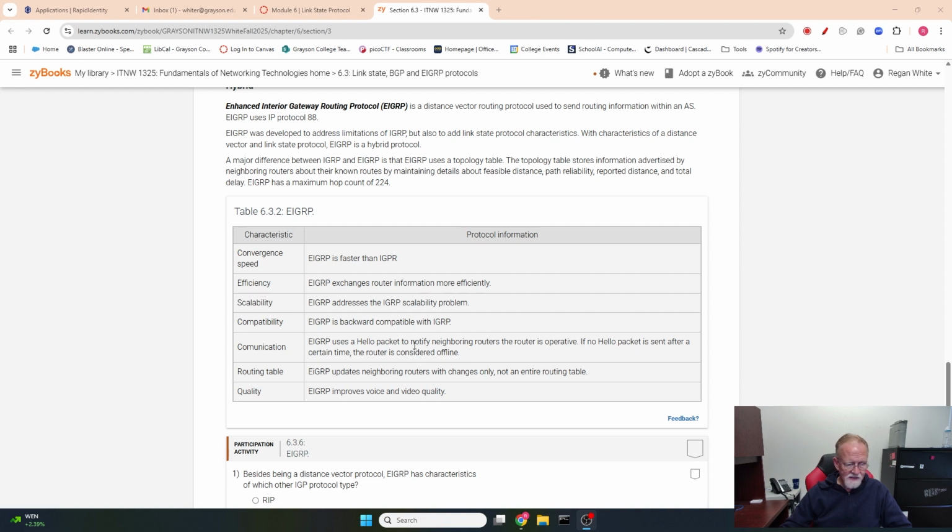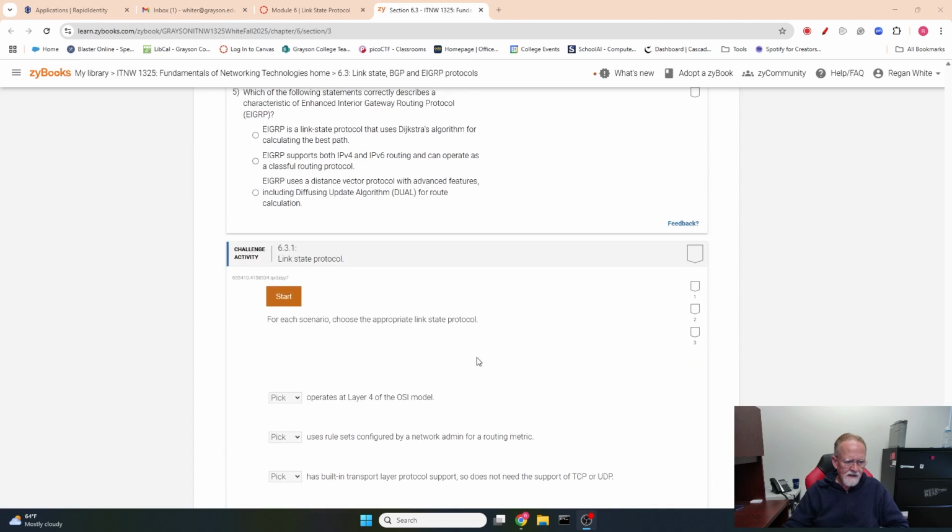If no hello packet is sent after a certain time, then the router is considered offline. And the neighboring router has to send a hello packet in order to put itself back online. EIGRP updates neighboring routers with changes only, not an entire routing table. It does not send the entire routing table every time, which cuts down on the amount of bandwidth that it uses. And so it's a more efficient and lighter weight protocol. And then finally, it improves voice and video quality. If you're doing voice over IP telephony, or if you're streaming video, this is a more efficient way to send those packets. Another participation activity, and then a challenge activity.